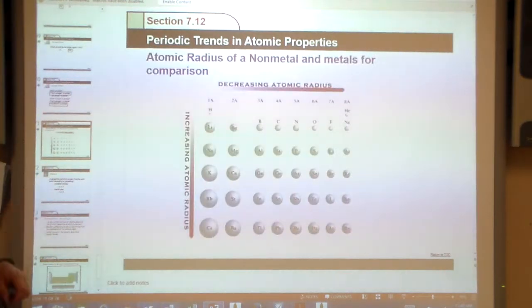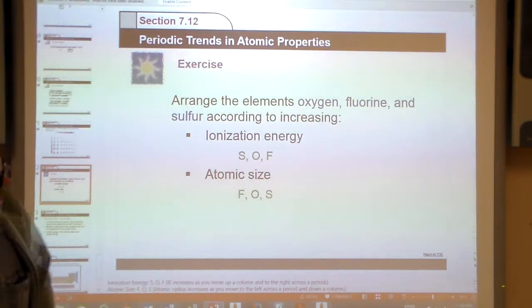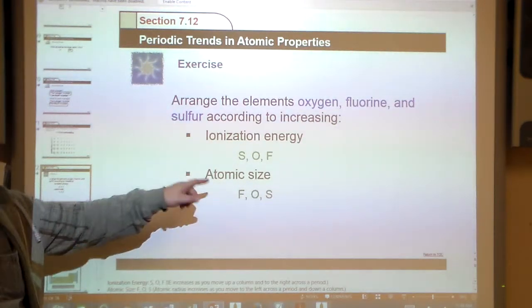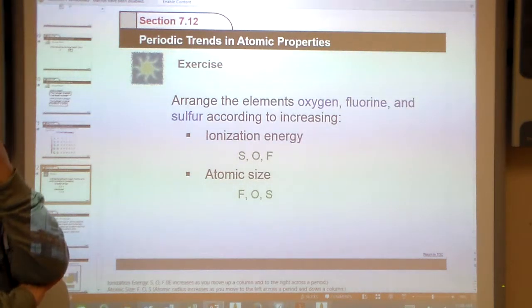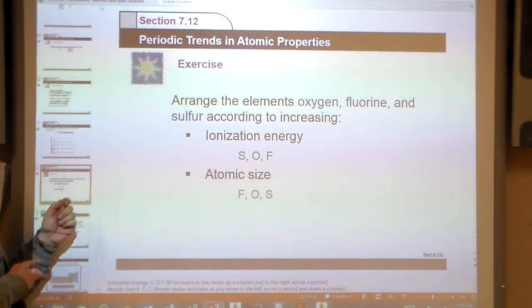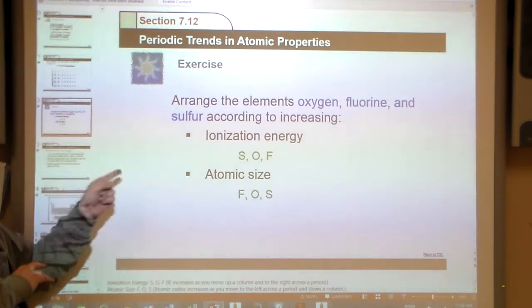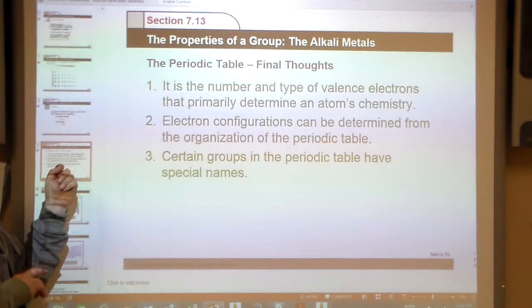Okay, moving on here. Here's again atomic radius of a nonmetal and metals for comparison. All right, now arrange the elements oxygen, fluorine, and sulfur according to increasing ionization energy and atomic size. You would have to be familiar with the periodic table trends, and I'll see about getting you guys a packet for that so you can go and look at it. But you should be able to do this. You should know the periodic table trends on that.